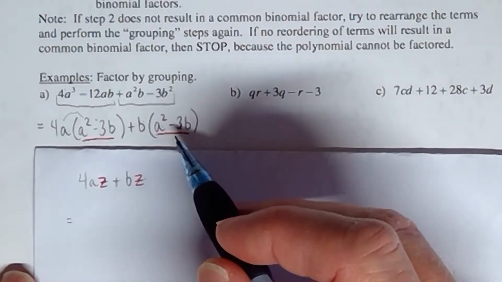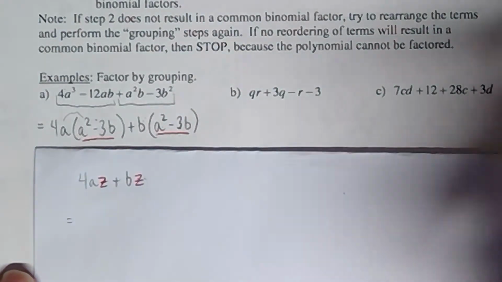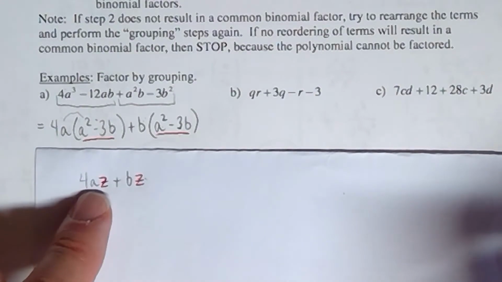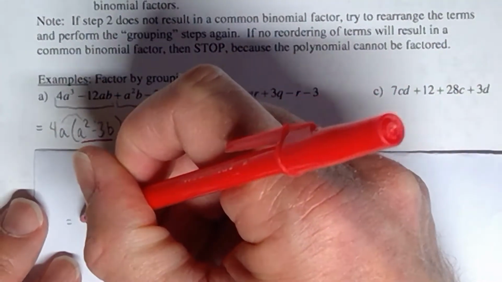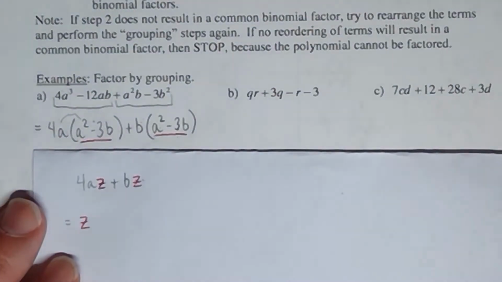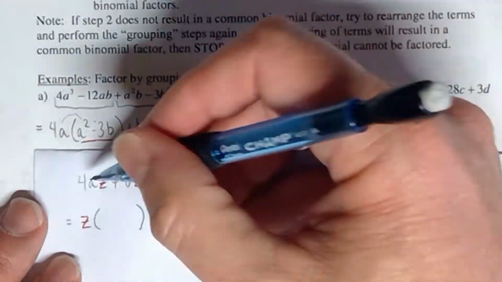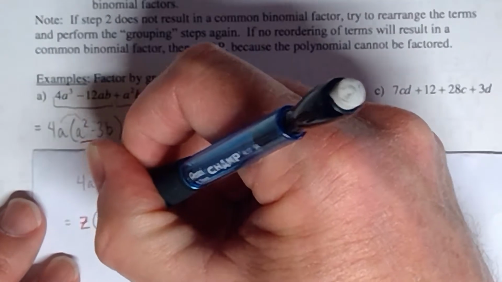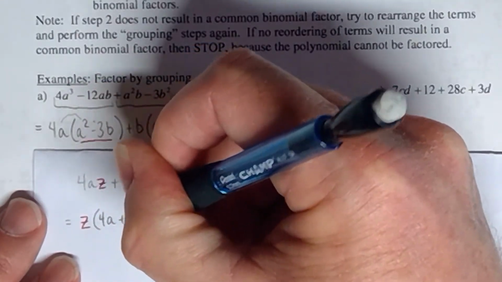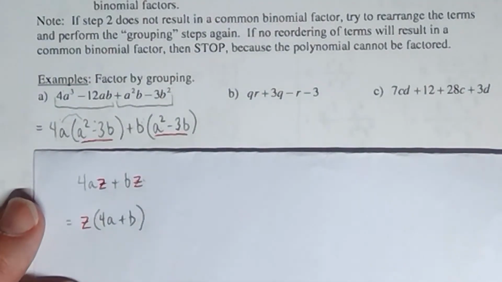you could do the real problem that we're doing right now in the same way. How would I do this problem normally? Well, I would factor out the z. And then what would this be if I factor out the z? Wouldn't it be 4a plus b? It would be, wouldn't it?